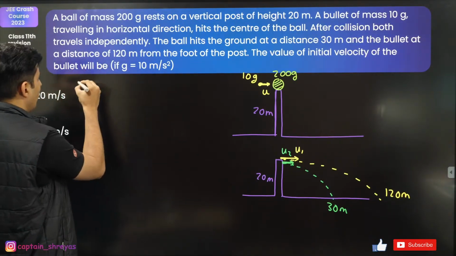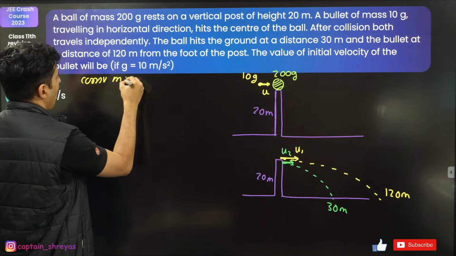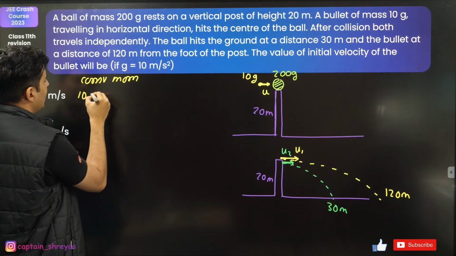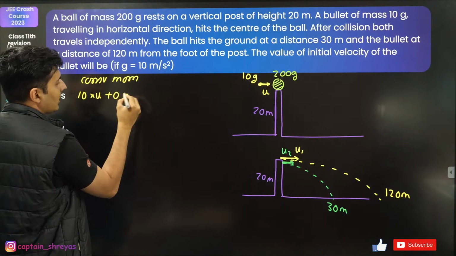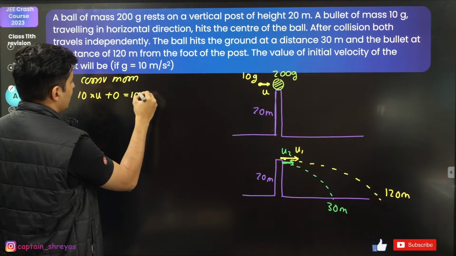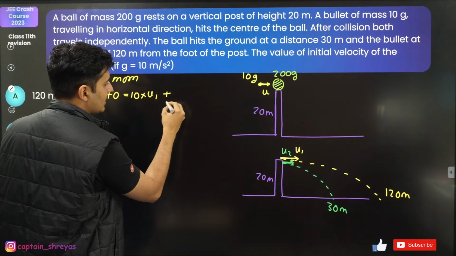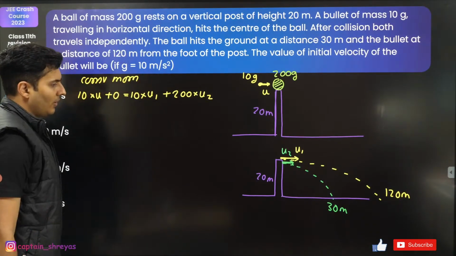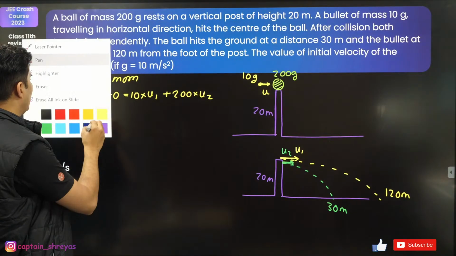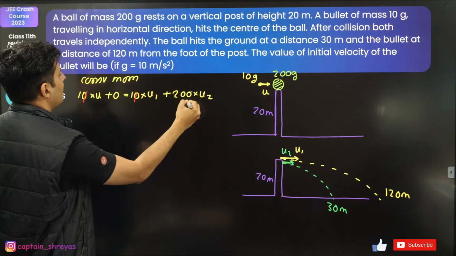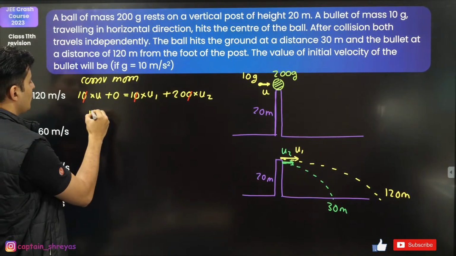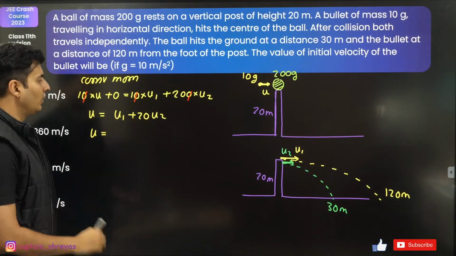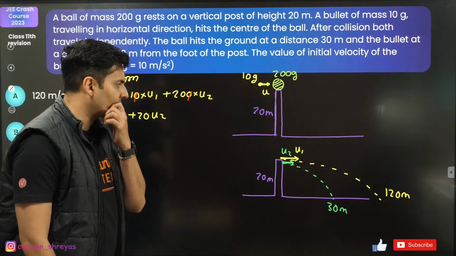So conserving momentum, initial momentum: 10 grams into u plus 0 is equal to 10 grams into u1 plus 200 grams into u2. Okay, that's what it is. I can just cancel a 10 from every place. That's it. So u will be equal to u1 plus 20 u2. Now it's just a matter of substituting. How do I find u1 and u2, you might ask?